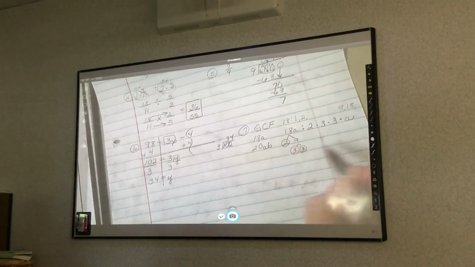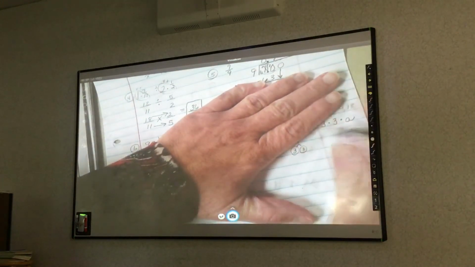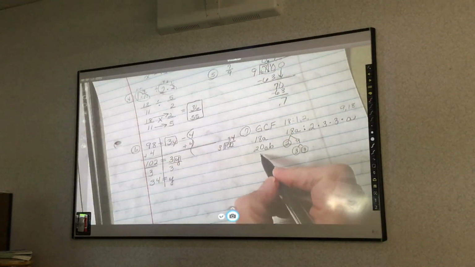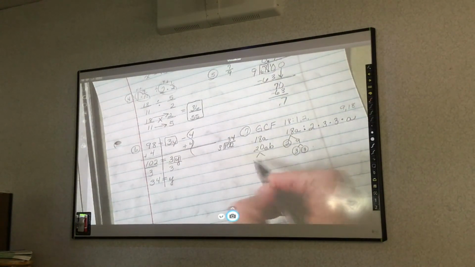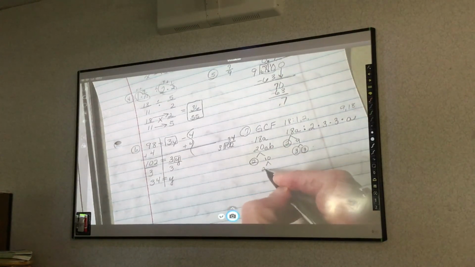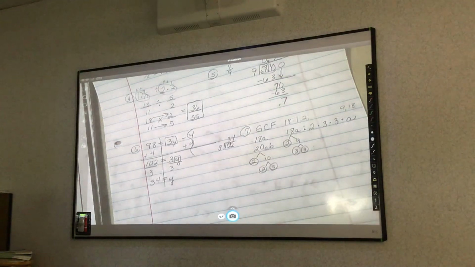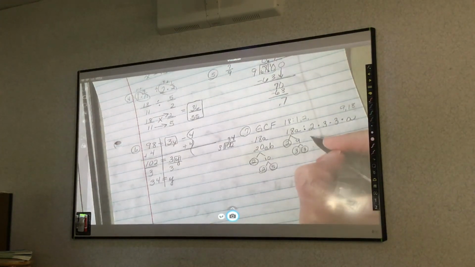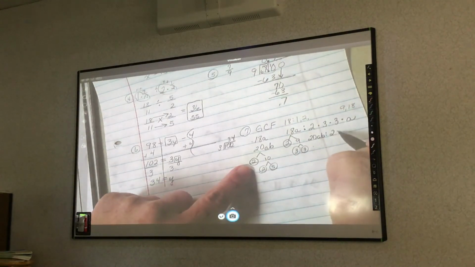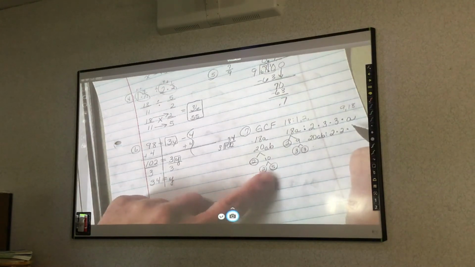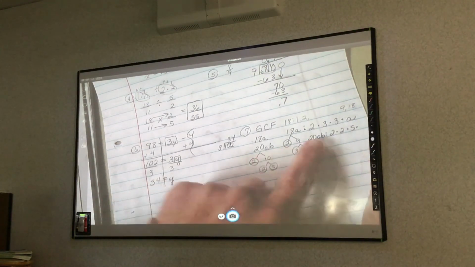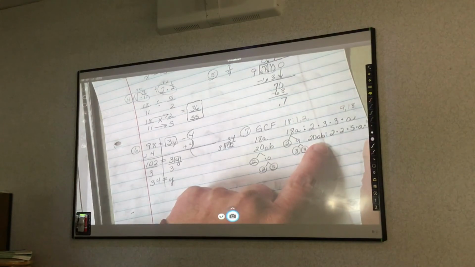We're going to do the same thing with 20AB. I'll just do it right here. 2 times 10, 2 is prime. Then 2 times 5, those are all prime. So 20AB would be 2 times 2 times 5 times A times B.